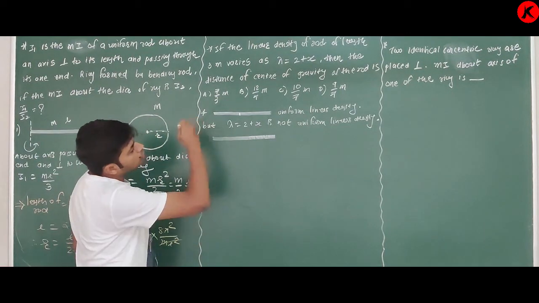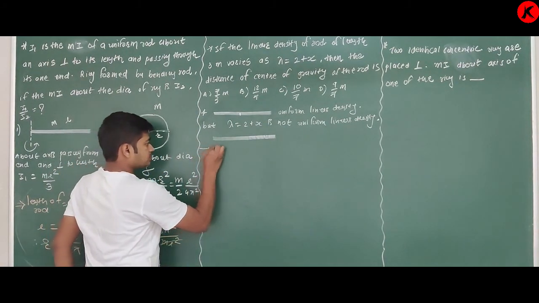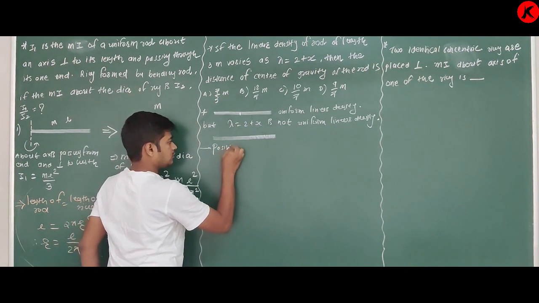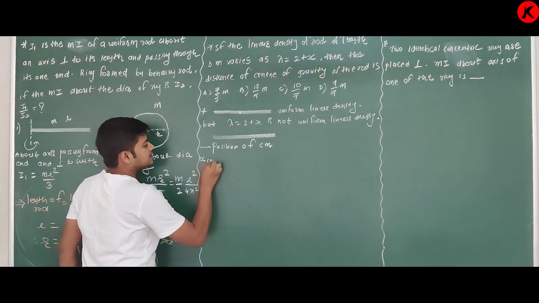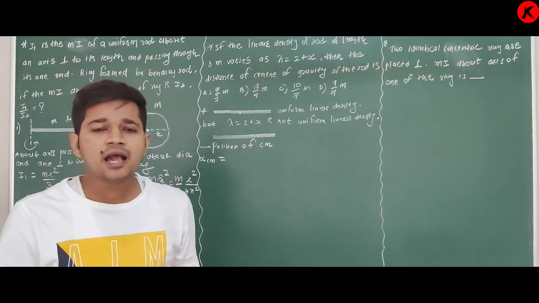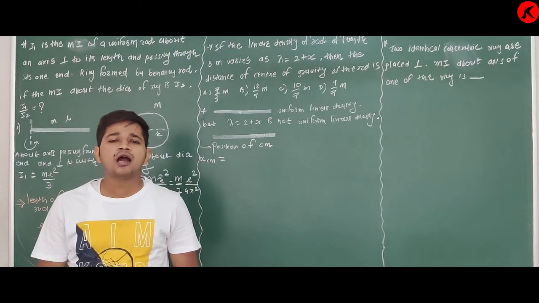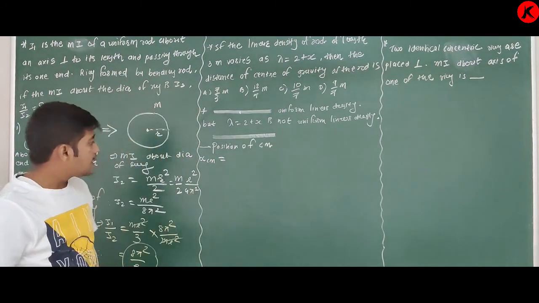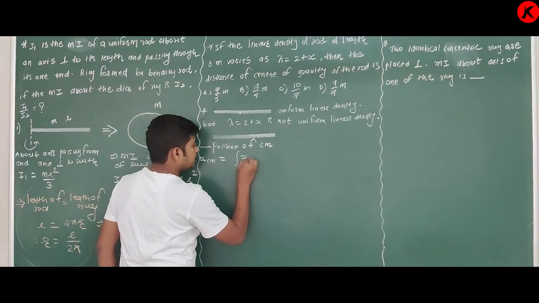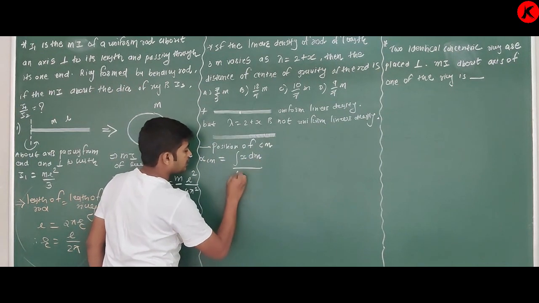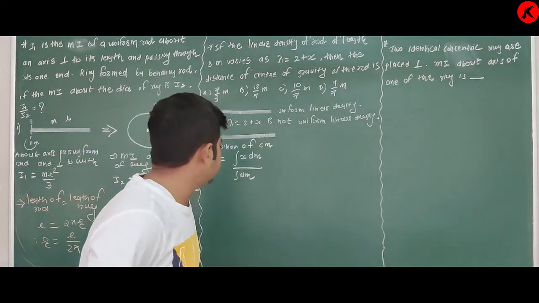So for this 3 meter long rod, you have to find the center of gravity. We know the equation for the position of center of mass. X center of mass. Why only X center of mass? Because this rod is a one-dimensional object, and for a one-dimensional object you have to take only one component. What is its equation? We know it from theory: integration x dm upon integration dm.